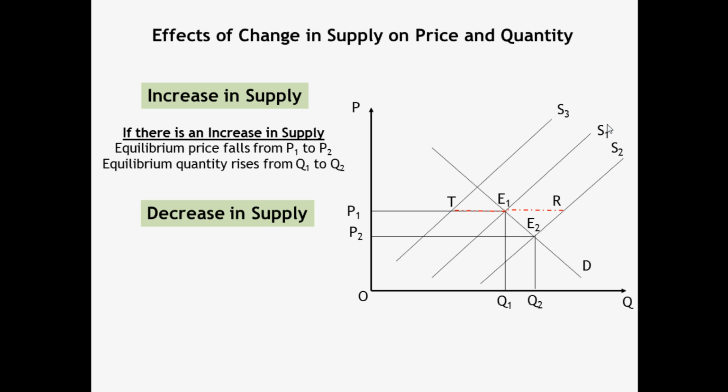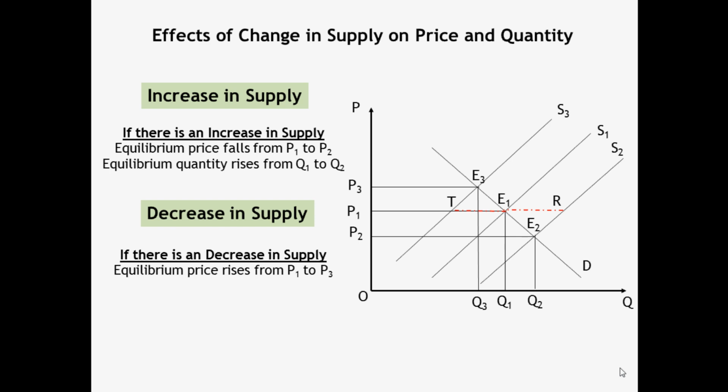This shortage will push the price up. Rise in price will continue until the shortage disappears and we move to a new equilibrium point E3, where equilibrium price rises from P1 to P3 and equilibrium quantity falls from Q1 to Q3. Therefore, we can say when there is a decrease in supply, equilibrium price of a product rises and its equilibrium quantity falls.